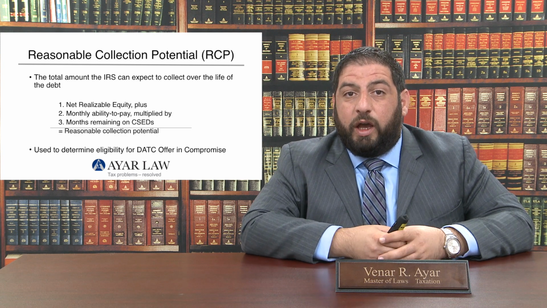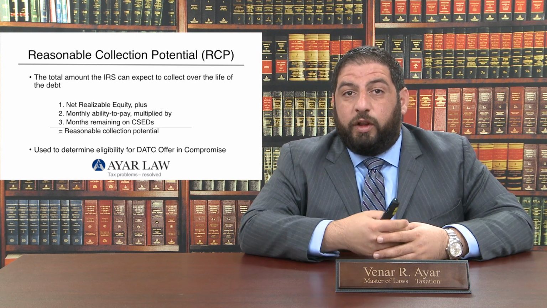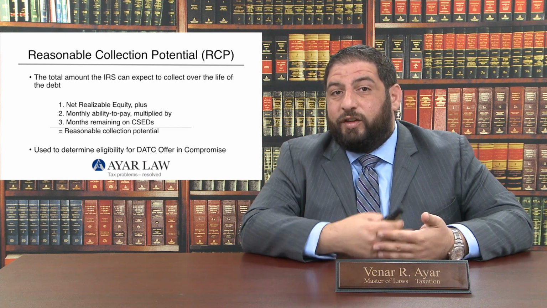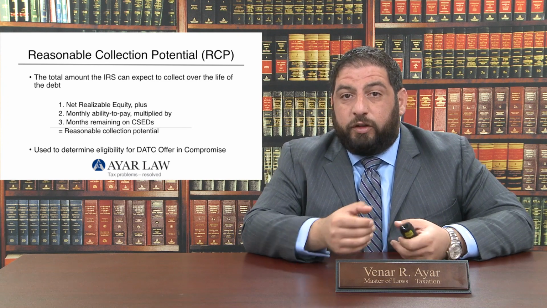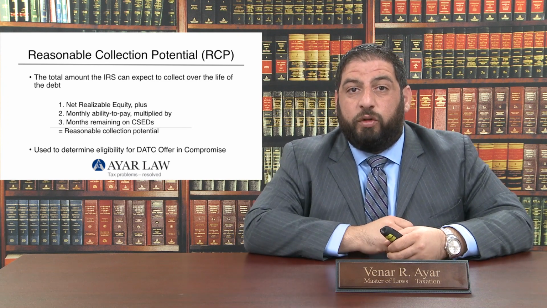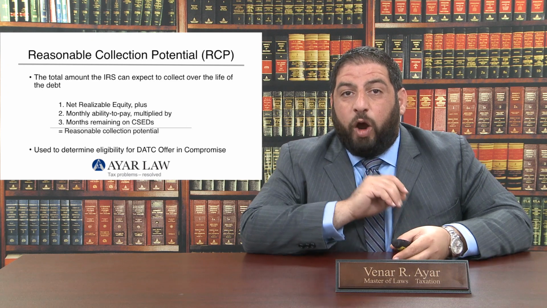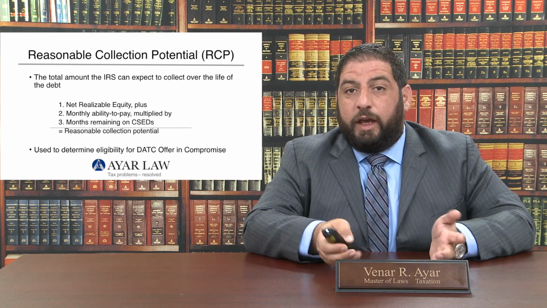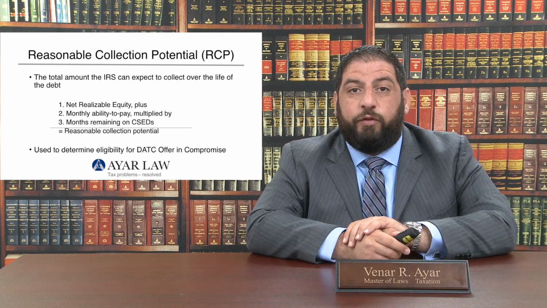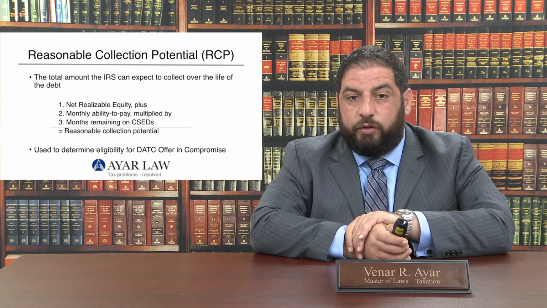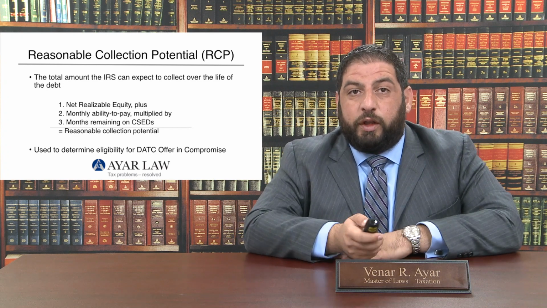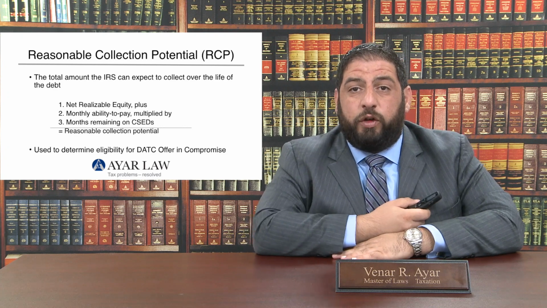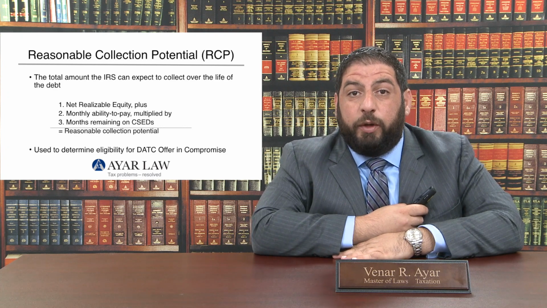Now I mentioned the CSEDs, the collection statute expiration date. Just note that generally speaking, the IRS has 10 years to collect a debt. So what they're trying to do in determining reasonable collection potential is determine how much they're likely to be able to collect before the debt expires. Again, that's used as an eligibility criteria for offers in compromise. And it's a very important number that they look into when they determine if you qualify for a settlement based on an inability to pay.